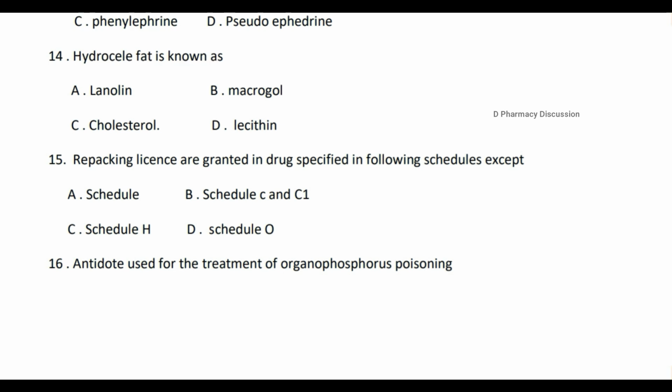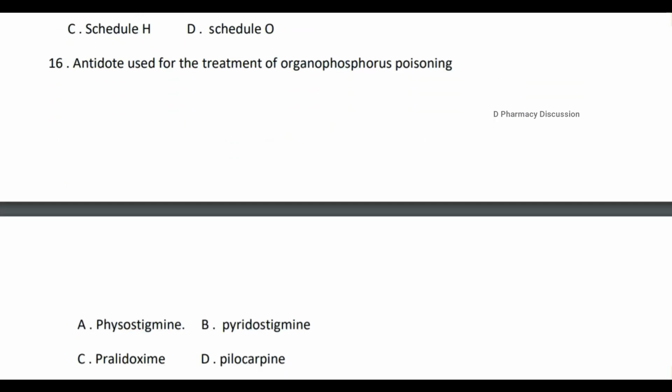Question number 16. Antidote used for the treatment of organophosphorus poisoning. Option A. Physostigmine, B. Pyridostigmine, C. Pralidoxime, D. Pilocarpine. Correct answer is option C. Pralidoxime.